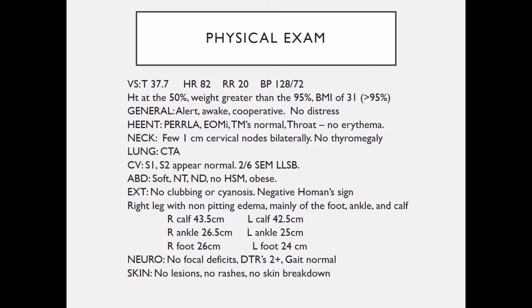Lungs are clear. Cardiac is normal, with the exception of a grade 2 out of 6 systolic ejection murmur at the left lower sternal border. Abdomen is benign, although she is obese. Extremities, no clubbing or cyanosis, and a negative Hohmann sign. The right leg has some non-pitting edema, mainly of the foot, ankle, and calf. And when you measure the circumference, the right calf, the right ankle, and the right foot are a little bit larger compared to the left side. Neuro exam, there are no focal deficits, normal reflexes, and the gait is normal. Skin exam, there are no lesions, no rashes, and no skin breakdown.